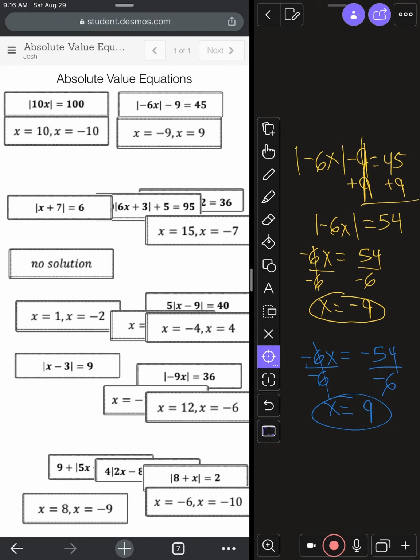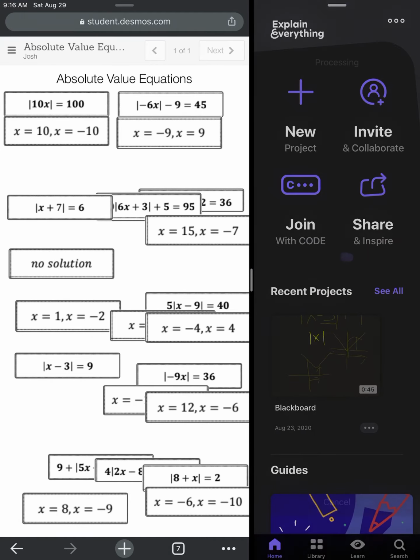Okay. Now, I'm going to work a few more of these quickly, just so you can get an idea of how to set up some of them. I won't explain as much as I have been, because I just want to show you the process.